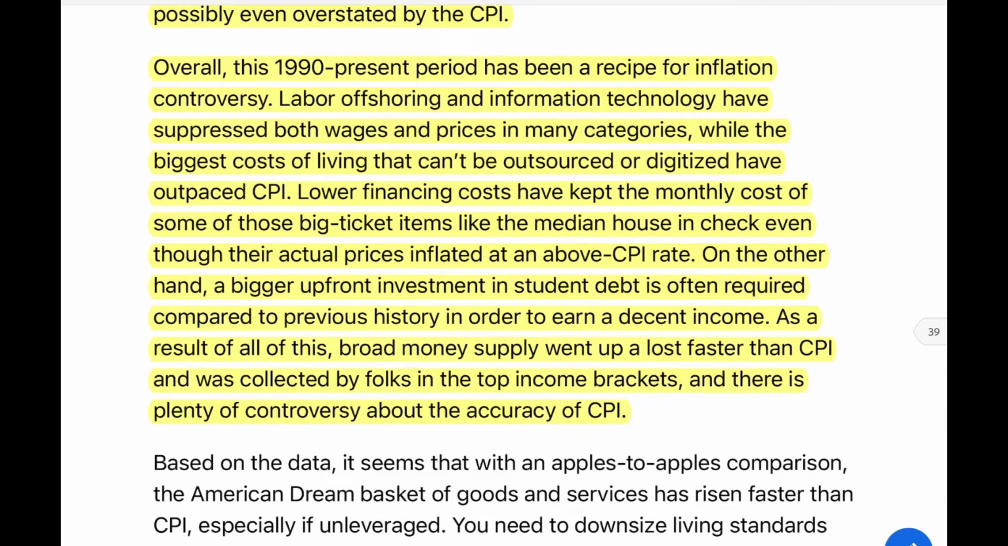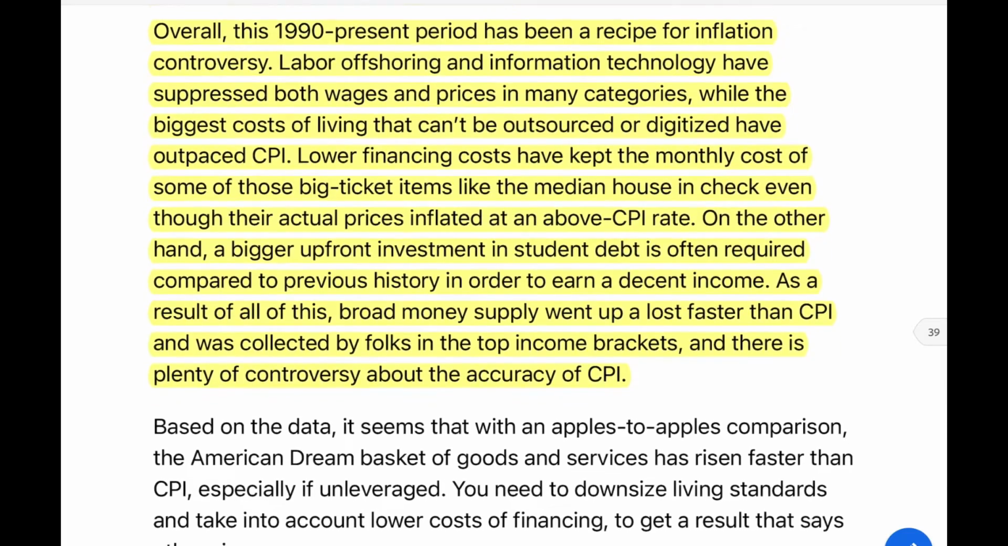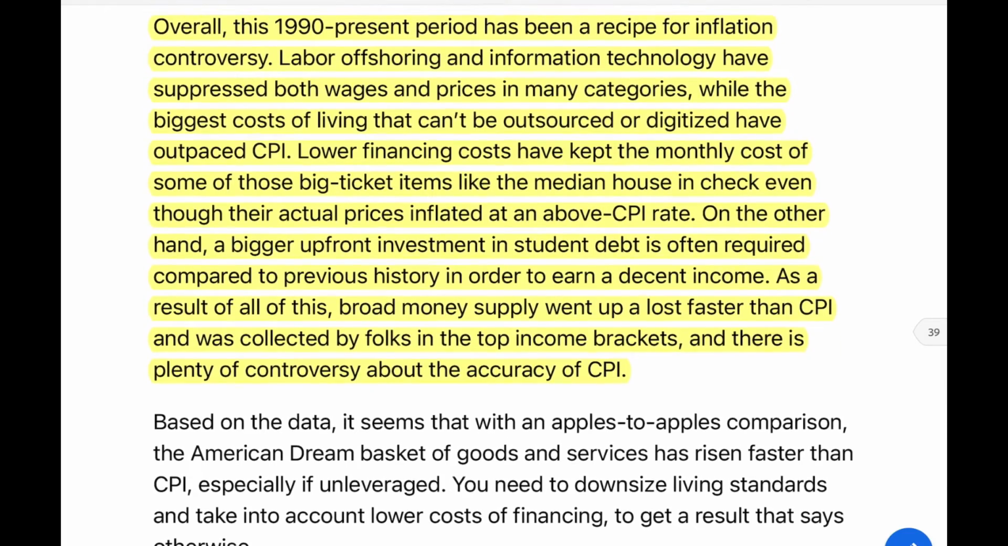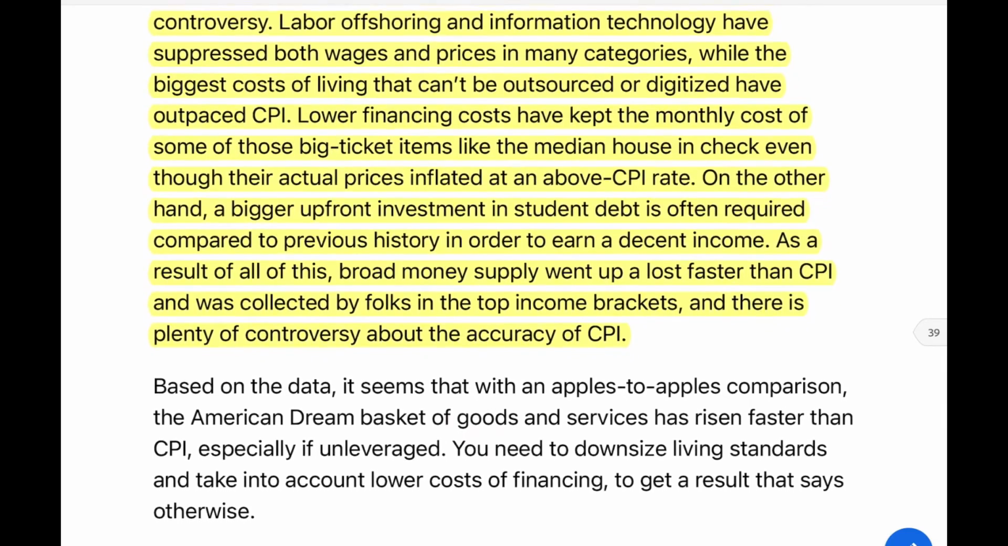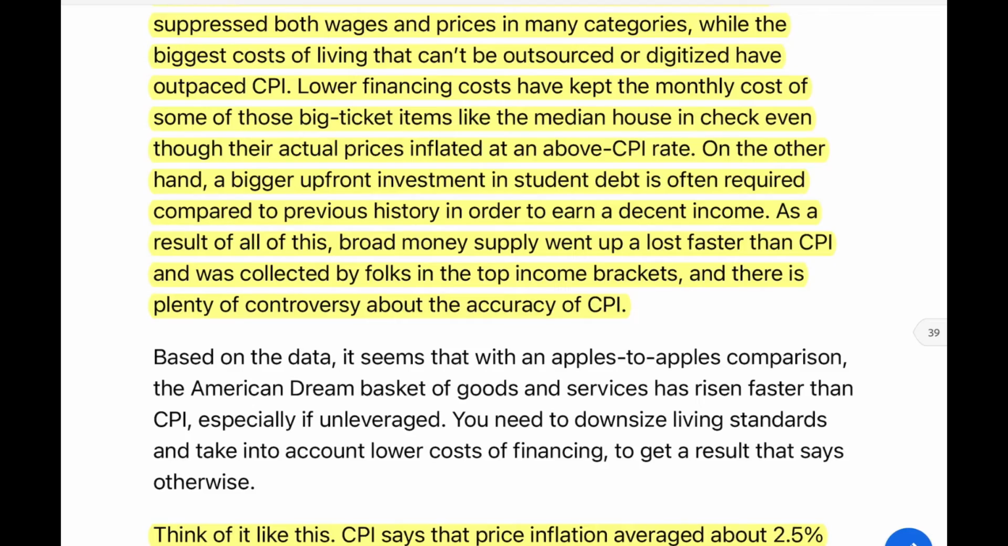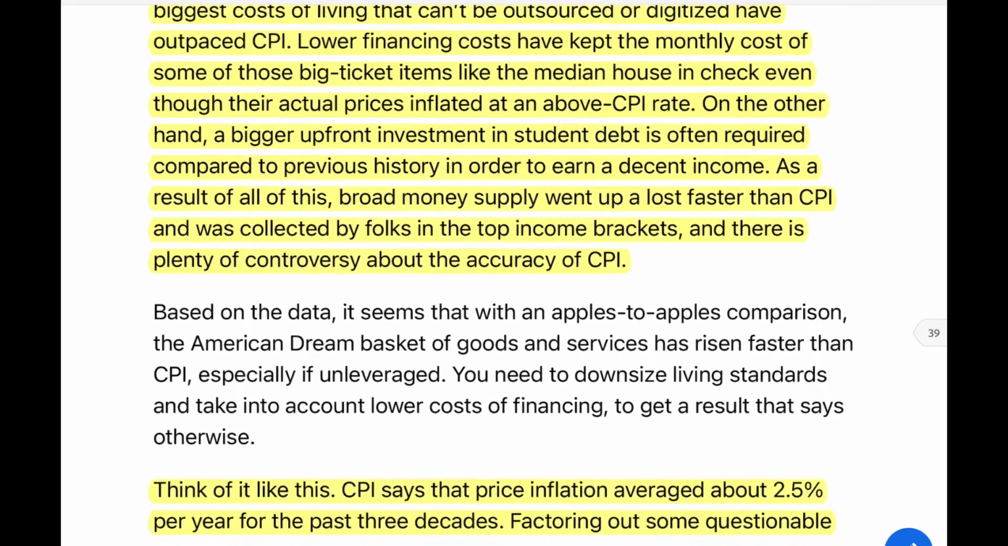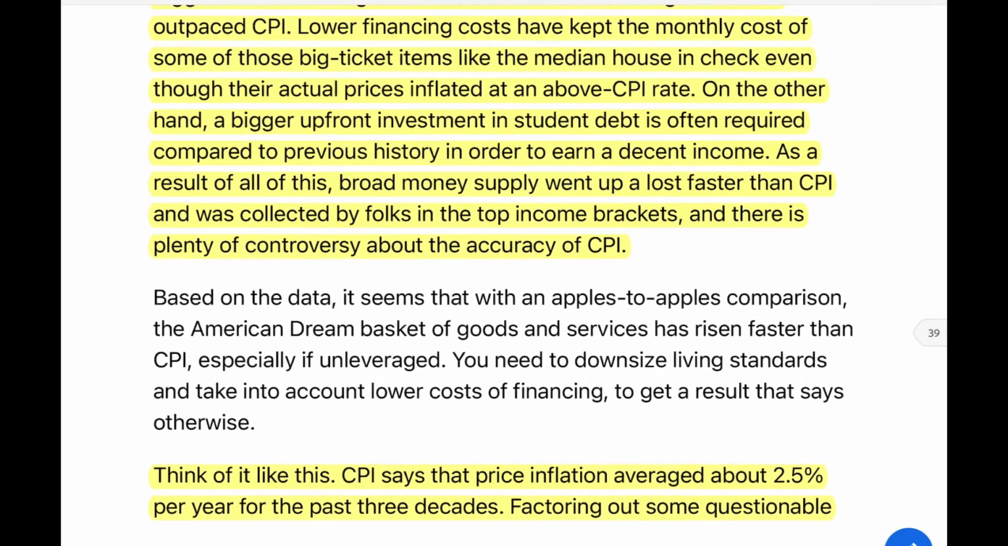Labor offshoring and information technology have suppressed wage growth and prices in many categories, while the biggest costs of living, which can't be outsourced or digitalized, have outpaced CPI. Lower financing costs have kept the monthly cost of some of the big ticket items, like the median house, in check, even though their actual prices inflated at and above the CPI rate. On the other hand, a bigger upfront investment in student debt is often required compared to previous history in order to earn a decent income.